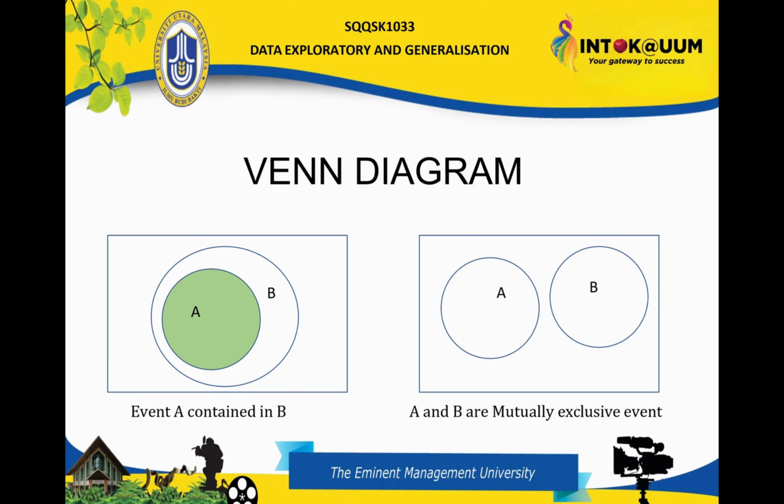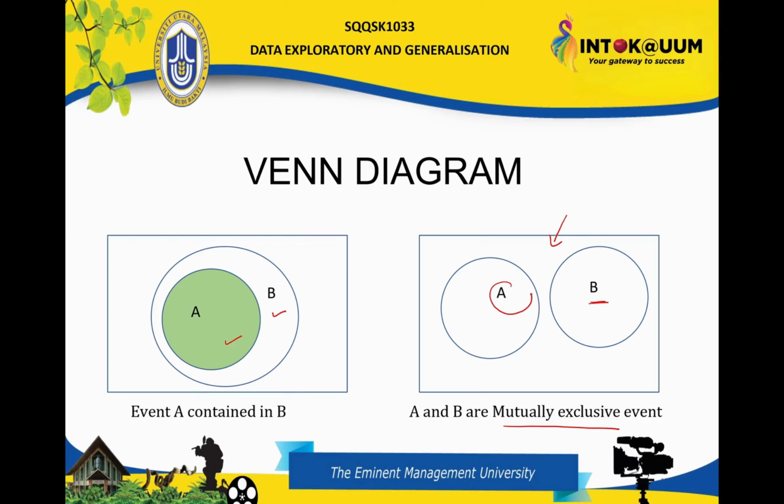Here there is a circle A, which is inside the circle B, which means that event A is contained in B. Now let's take a closer look at this image. Two circles A and B do not overlap. This setup illustrates mutually exclusive events. When two events are mutually exclusive, it means they cannot occur together. If event A happens, event B cannot, and vice versa.